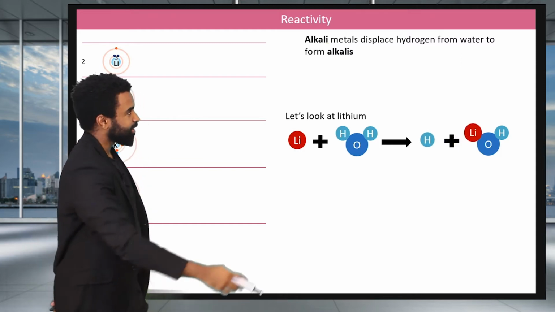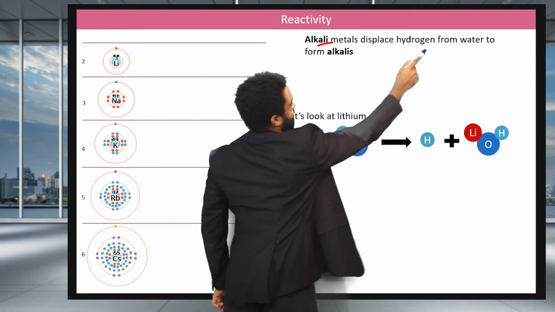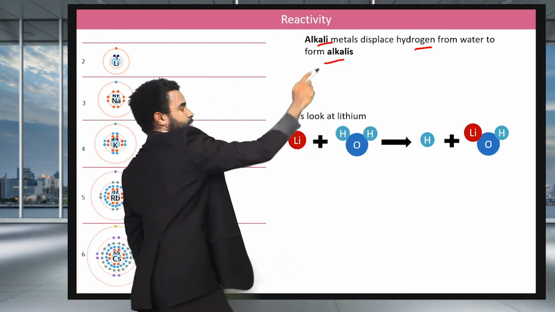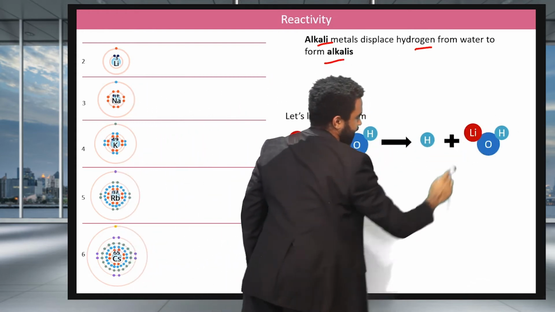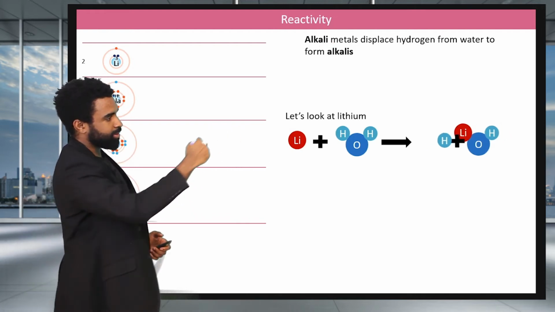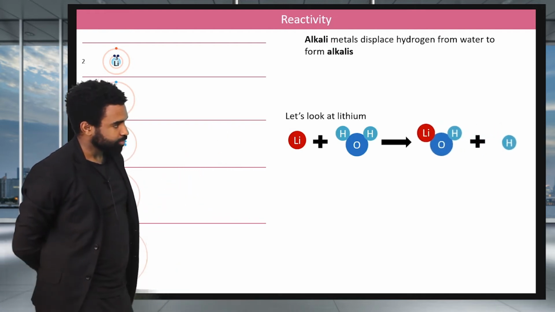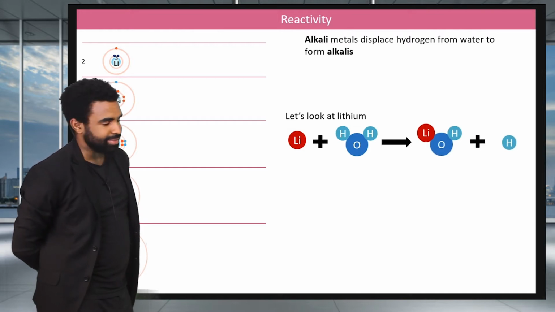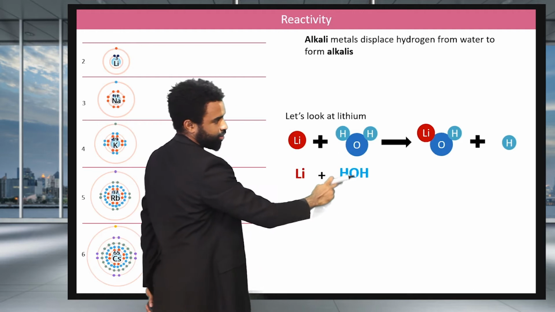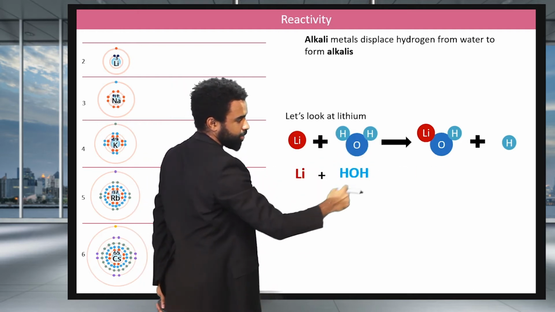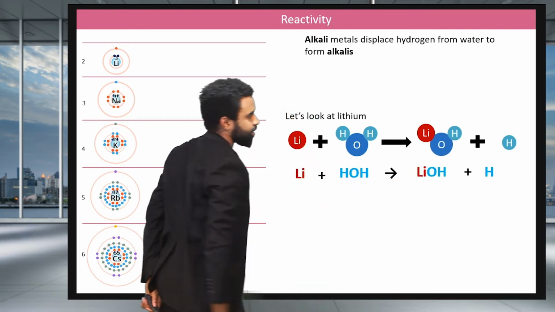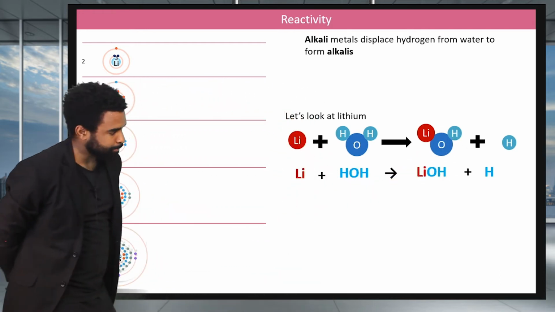Simply speaking, like I said, the alkali metal has displaced hydrogen. The alkali metal pushed out hydrogen from water to form an alkali. What is this here? That's an alkali, lithium hydroxide. And conventionally, we put the lithium hydroxide first. So let's see how we would write this as an equation. We have lithium, plus, for now we just write HOH, that's H2O, gives you lithium hydroxide, LiOH, plus a free hydrogen atom there.